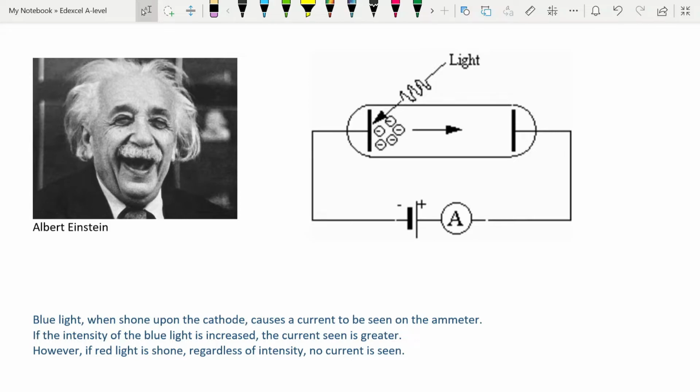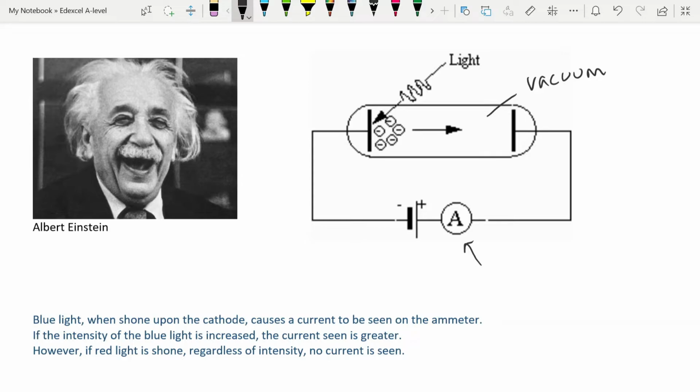So this is Heinrich Hertz's experimental setup. We have a vacuum here, and the vacuum is only there because as the electrons leave the cathode, you don't particularly want them colliding with any other atoms. We want to see exactly how many electrons are leaving so that we can detect them via the ammeter. So they're going to travel from cathode to anode and cause a current in this circuit. Here are the results. When you shine blue light on this cathode, a current is seen on the ammeter. Photoelectric emission occurs. Nothing too startling just yet. If you increase the intensity of the blue light, you get greater current seen. That's quite interesting.